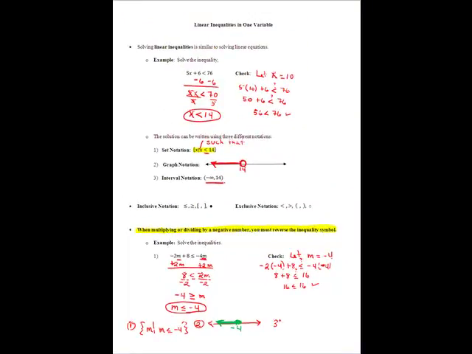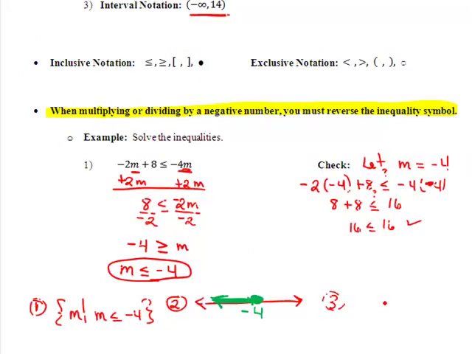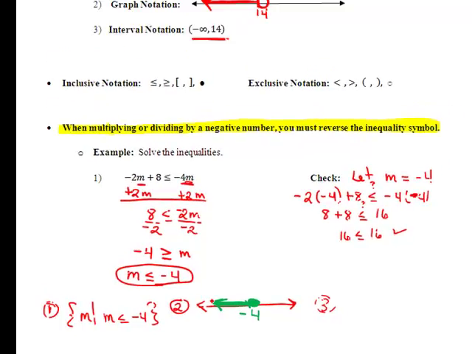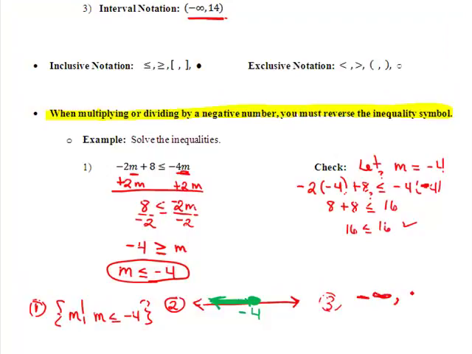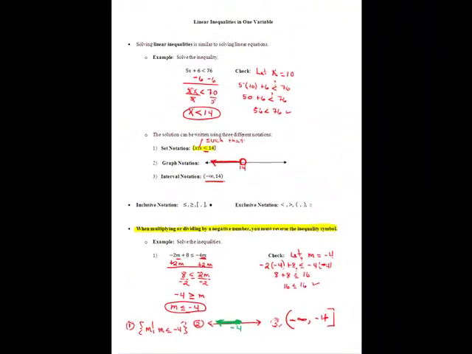And then our third way to write our answer is interval notation. So looking from our graph, we see that we have negative infinity here. So all our values will go from negative infinity all the way to -4. You'll recall that we never include infinity, so we'll use a parenthesis on our infinity, and we'll use a bracket on our -4 because it is including -4. So remember that when dividing or multiplying by a negative number on an inequality, you need to reverse the inequality symbol.